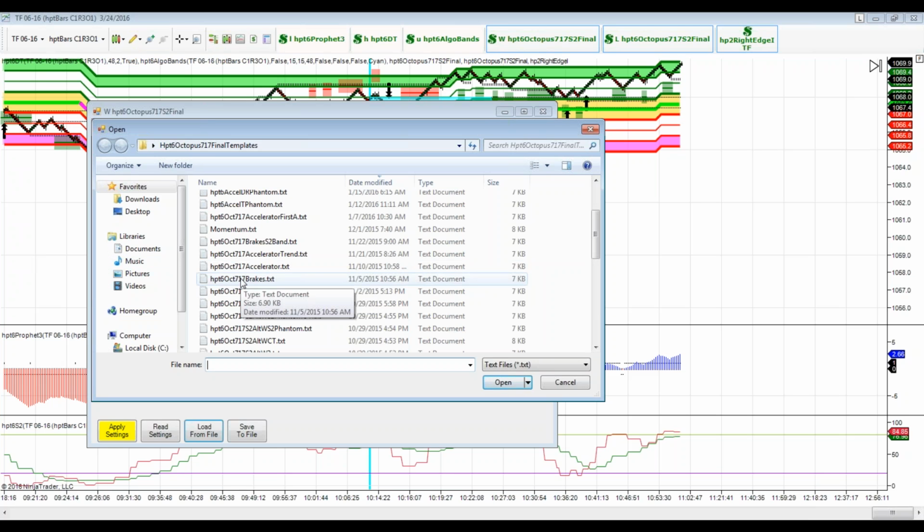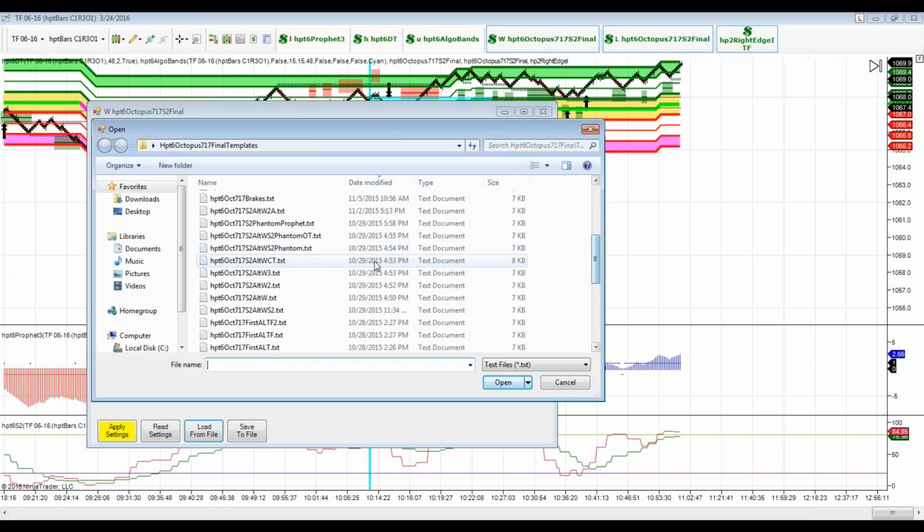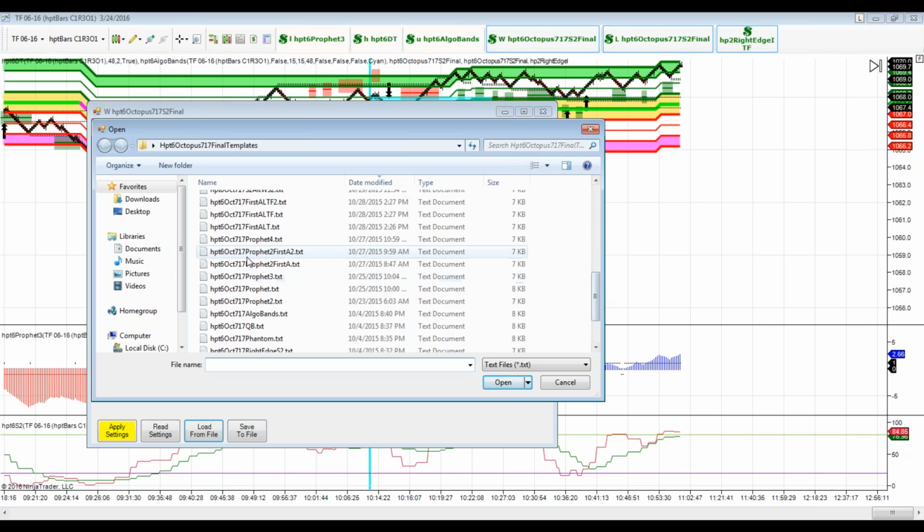Breaks, of course, is a pure retrace. The Alt WS2s are retrace. All right. The Phantom Profit is a retrace. Any of the Phantoms are retrace. This is a major counter trend. That's what the CT stands for. These are retraces, all of these. I mean, anything with the profit in it for the most part is accelerator based.